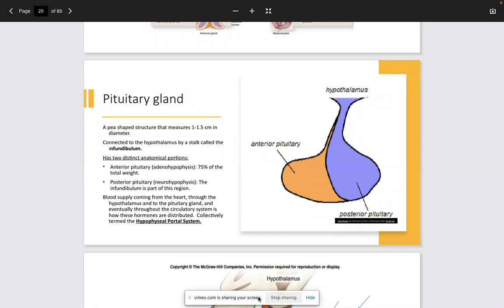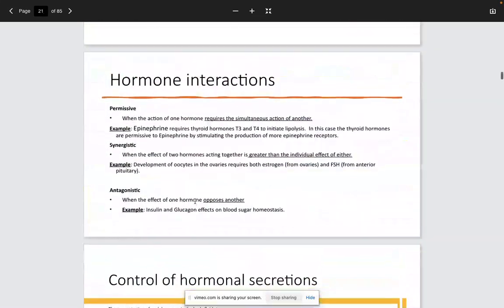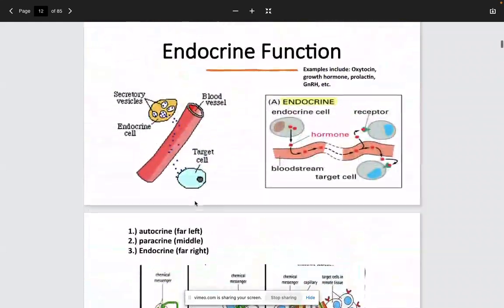And I need you to know pretty much the anatomy of the pituitary gland. I need you to know about the hypophyseal portal system and be able to explain how hormones are produced. I believe those are the major points.